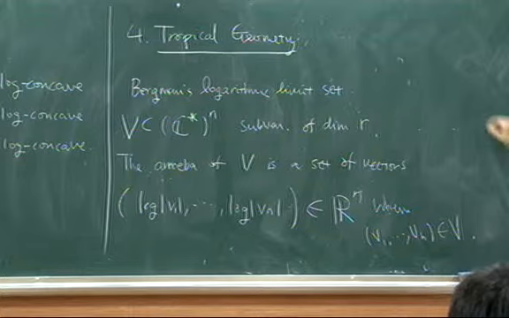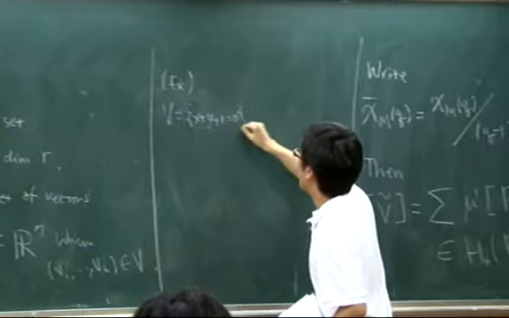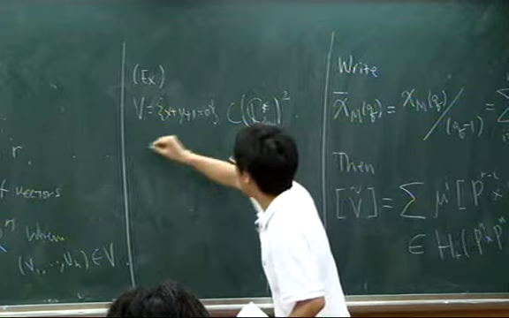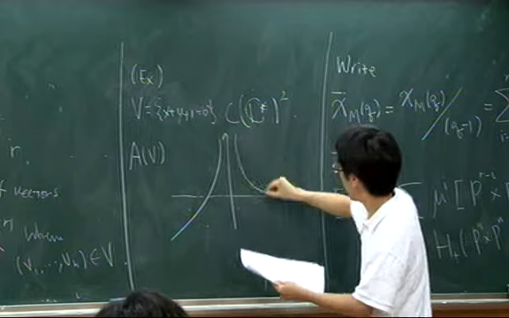Okay, here's an example you can work out. For example, if V is x plus y plus 1 equals 0, living inside the two-dimensional torus, then the amoeba A(V) looks like this. It lives on the xy plane, and this is roughly how it looks.